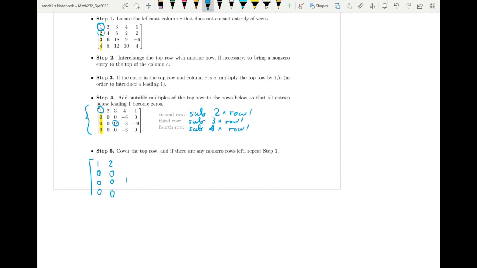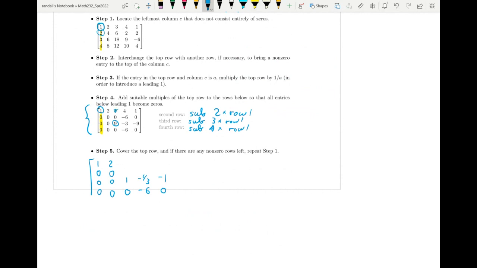Now the third row, I make that a 1. So I divide the third row by 9. So minus 1/3 and minus 1. The bottom row I don't have to change yet, so let's leave it like that. But once that's done, I can eliminate this 3 I see up here.